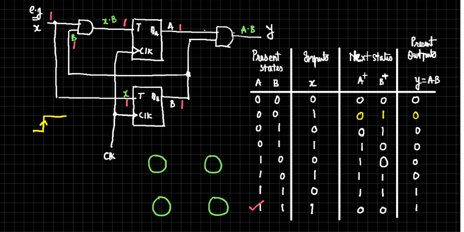It will be 1. It won't be 0. It will be 1 because it's a present output. So what is the present state? 1 1. So it's the AND of 1 1, so it will be 1. Is that okay? Is it clear?